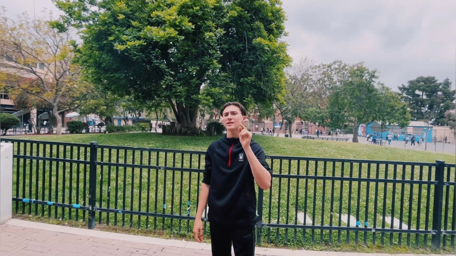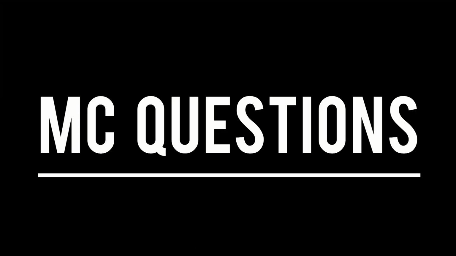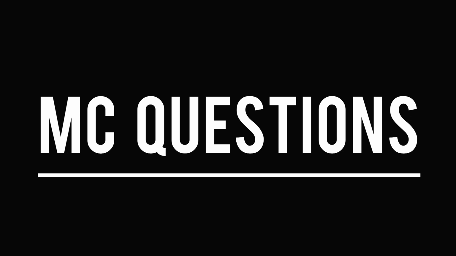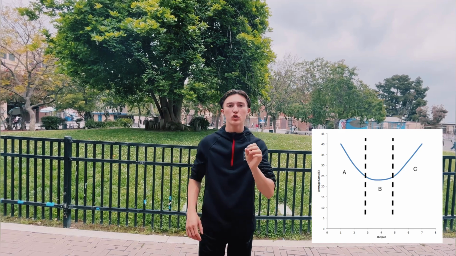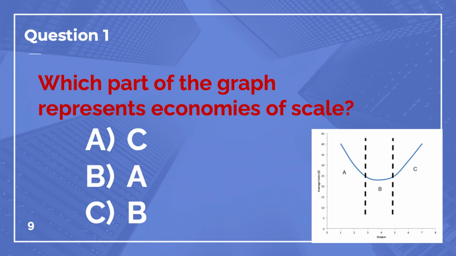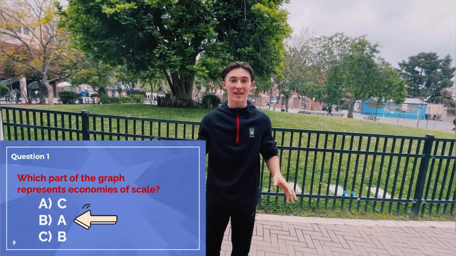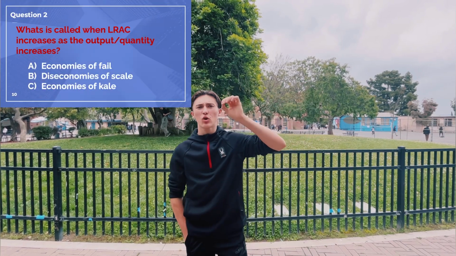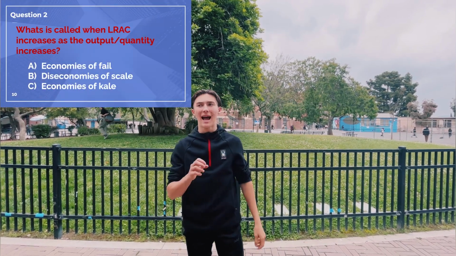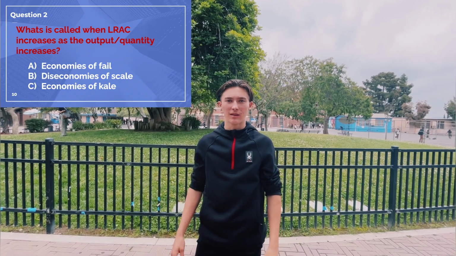Any good lesson has a few multiple choice questions to test you and see if you really know what you've just been taught. First question, on this graph, at what point do we see economies of scale? If you chose A, you are correct. Next question, what is it called when average total cost increases as output increases? I'll wait.